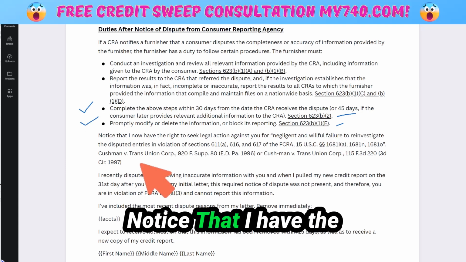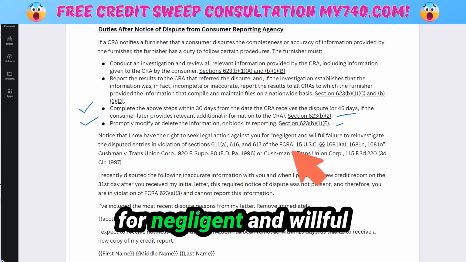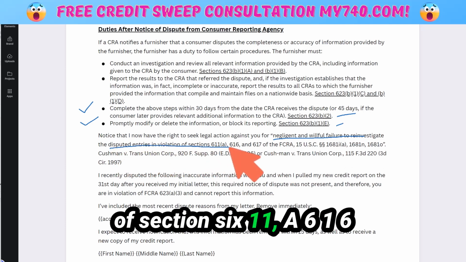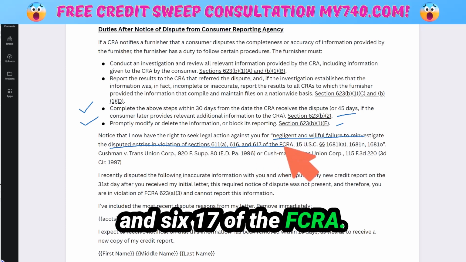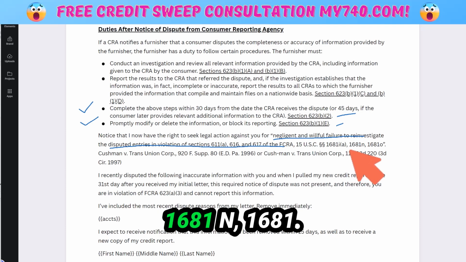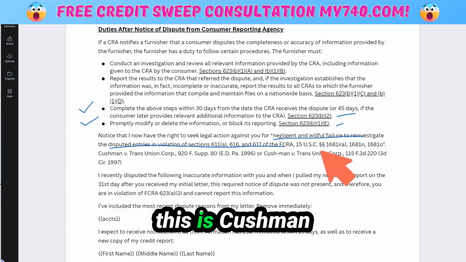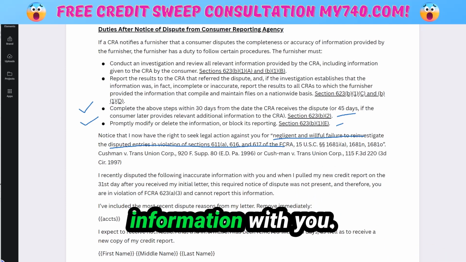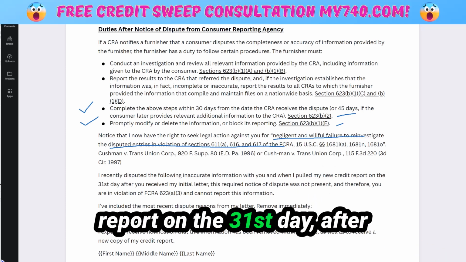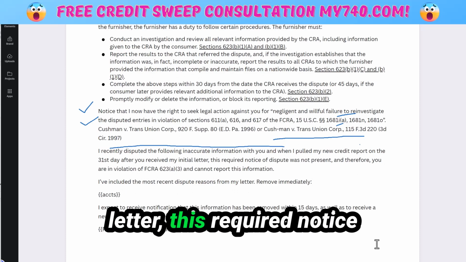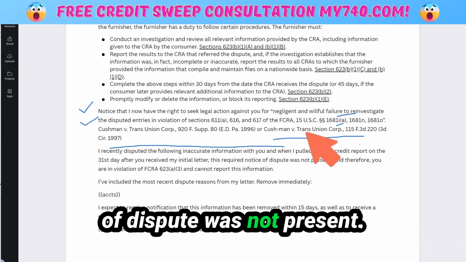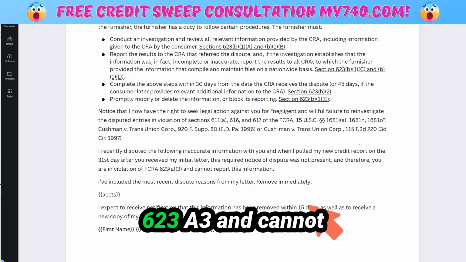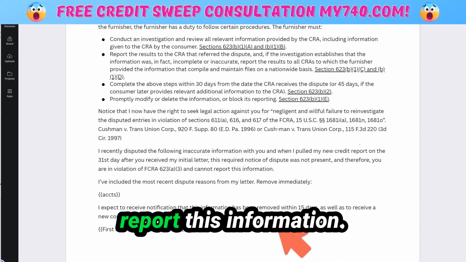623, notice that I have the right to seek legal action for negligent and willful failure to reinvestigate disputed entries in violation of Section 611A, 616, and 617 of the FCRA. This is 1681. This is from Cushman versus TransUnion. We talk about this all the time, but you guys are sleeping on this. I disputed inaccurate information with you when I pulled a new credit report on the 31st day after you received my dispute letter. This required notice of dispute was not present, and therefore you are in violation of FCRA 623A3 and cannot report this information.